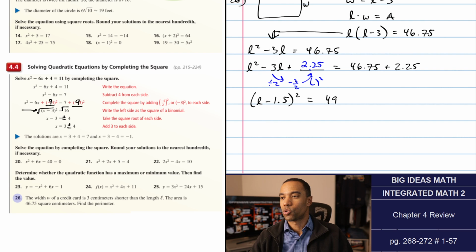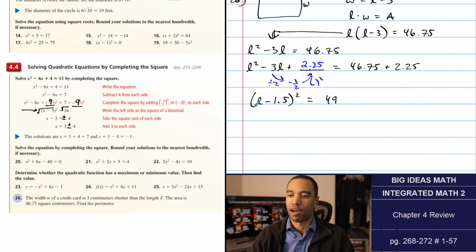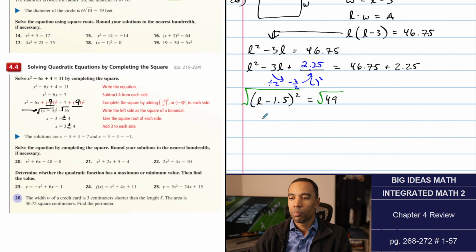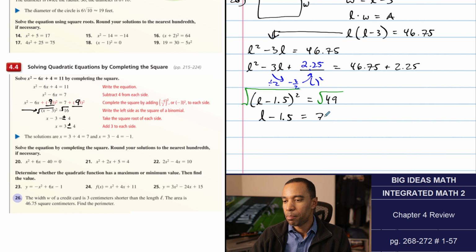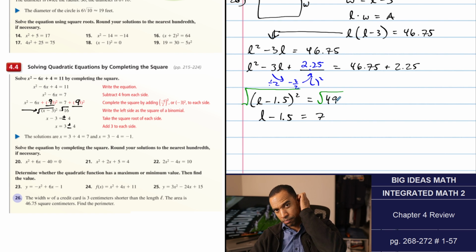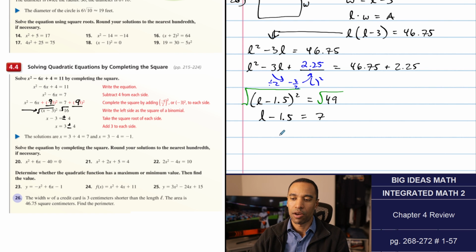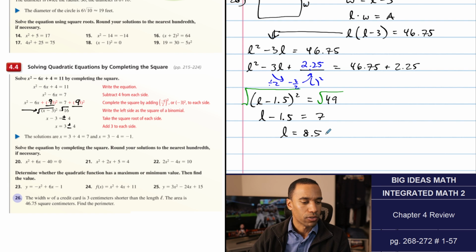That's good. Taking the square root of both sides, the square root of 49 is 7. Normally I'd write plus or minus 7. However, because you can't have a negative length, I'm just going to deal with the 7 itself. Add 1.5 to both sides. L equals 8.5. Your length is 8.5 centimeters on your credit card.